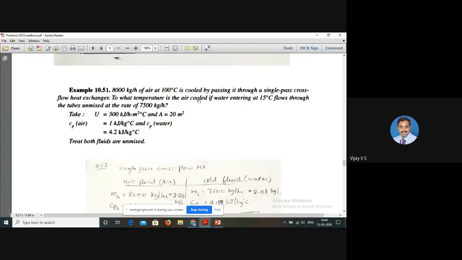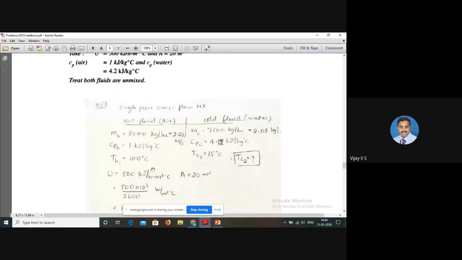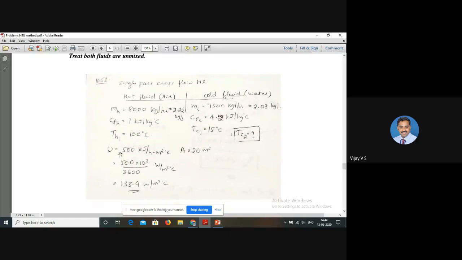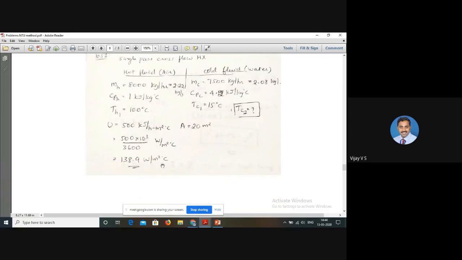To what temperature is the air cooled? So I should find out TH2. Not TC2, TH2 I have to find out. So you convert this into watt per meter square, divide by 3600, you get 138.9.